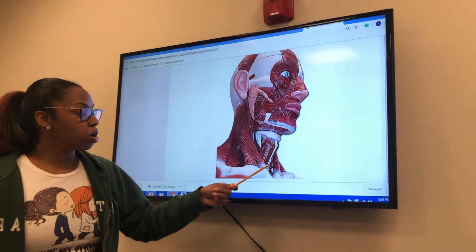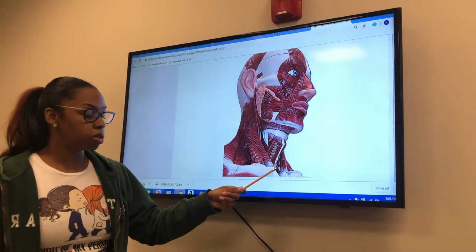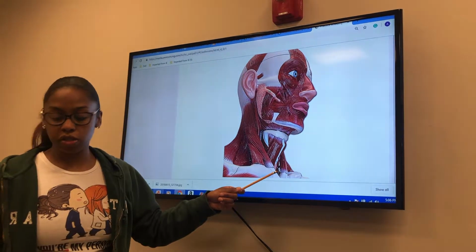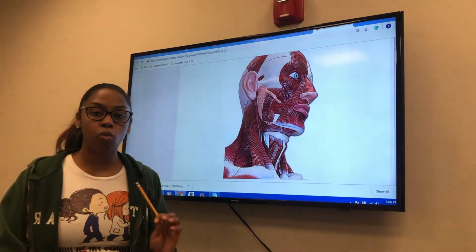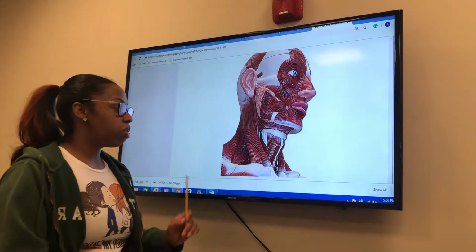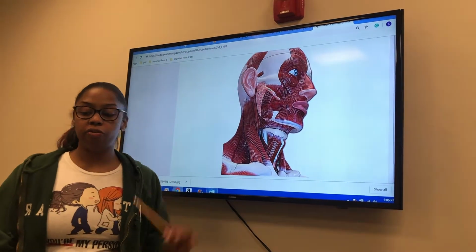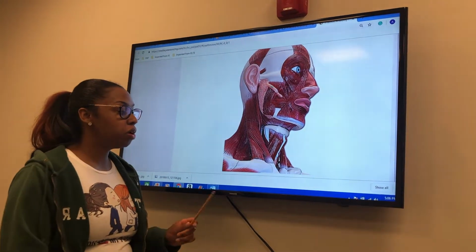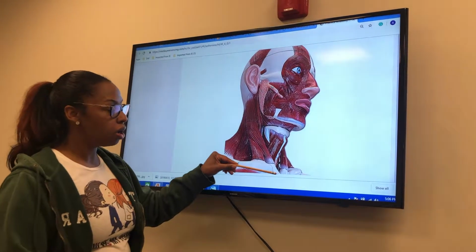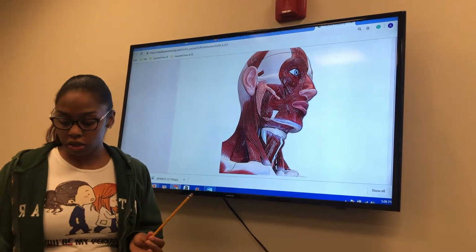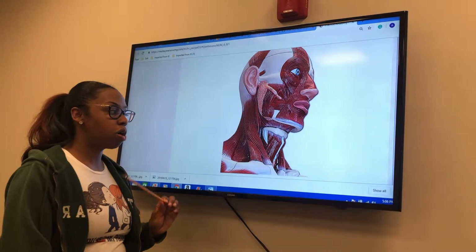This is the sternothyroid muscle. Its innervation, which is nerve, is the cervical spinal nerves 1 through 3, and its action is to pull the thyroid cartilage inferior. It has an origin of the posterior side of the manubrium, which is here in the sternum, and its insertion is the thyroid cartilage.